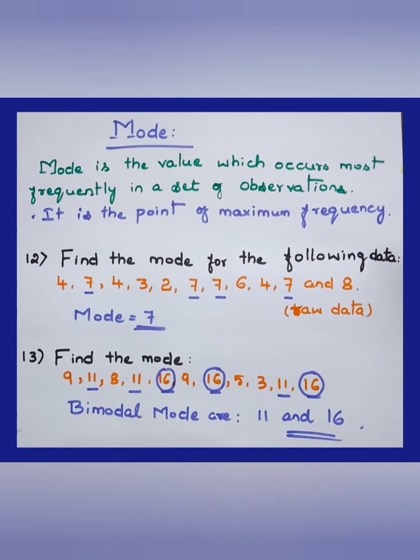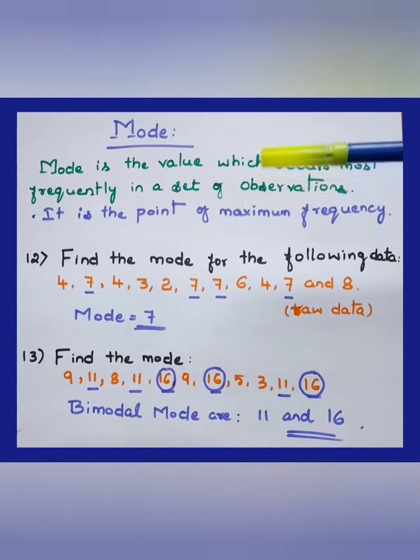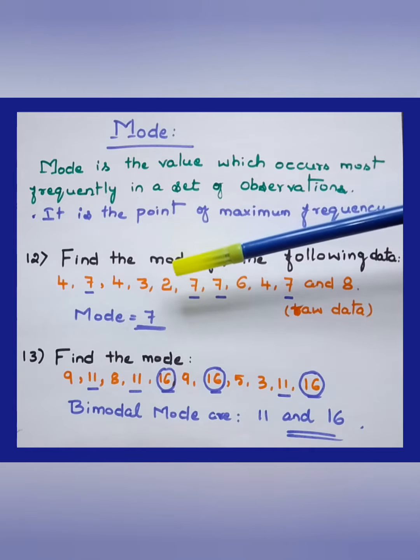Next we shall move to a chota concept, a very easy concept, that is mode. Mode is the value which occurs most frequently in a set of observations. It is the point of maximum frequency. For mode you can remember the advertisements. We feel frustrated when we see these advertisements again and again. So it's frequently occurring, right? Like that, this is mode. So you put the TV in mute mode. Remember that.